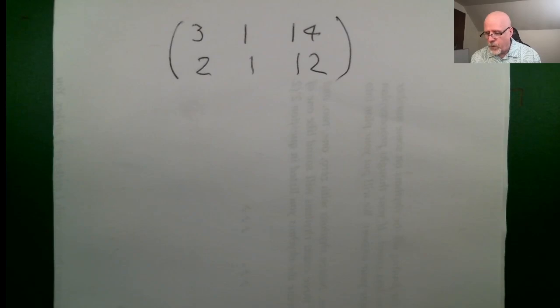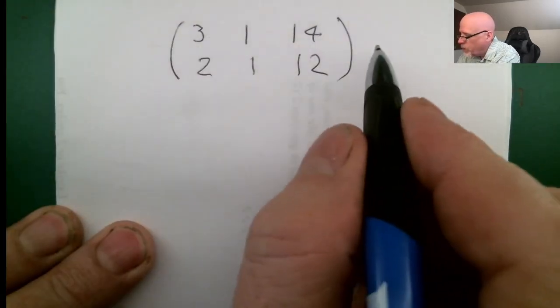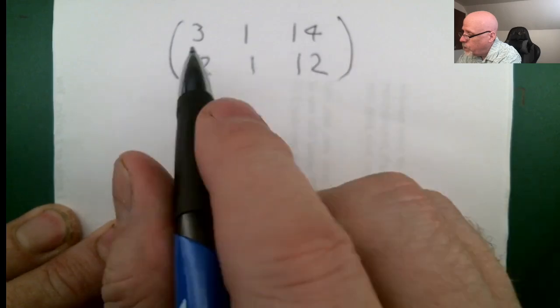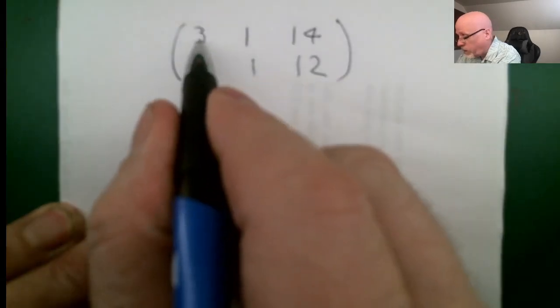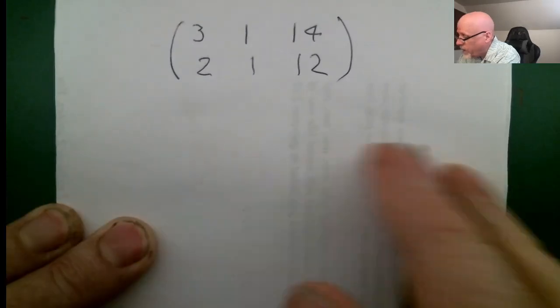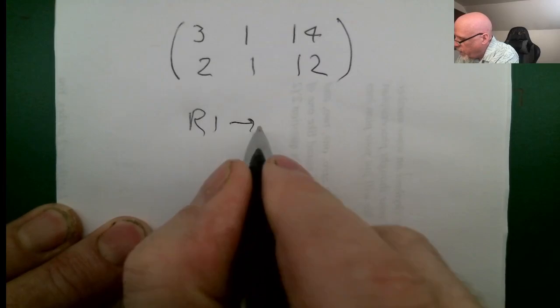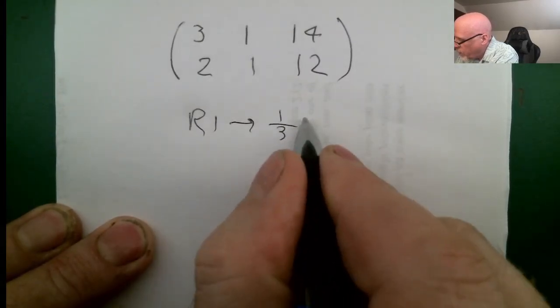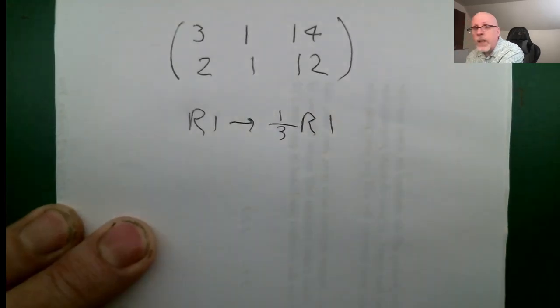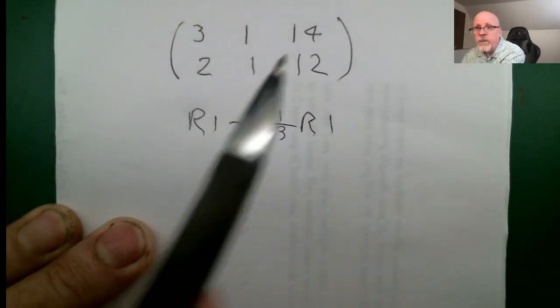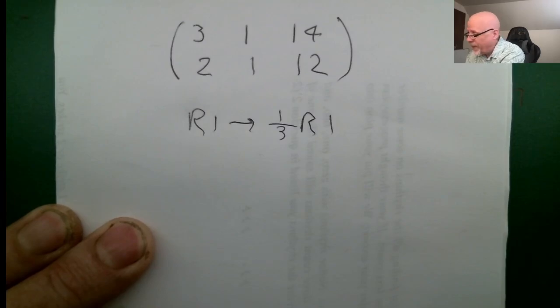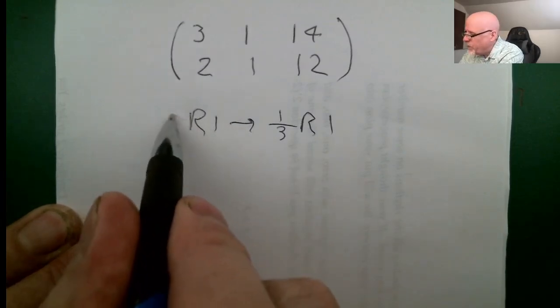I'm switching to the doc cam here so we can work a little more facilely. One super easy way to do this would be to row scale. Change the 3 there to a 1 by scaling row 1 by a factor of 1/3. But then from now on, if I did that, I'd have fractions involving 3 and everything. And so I'm going to pick a different route.